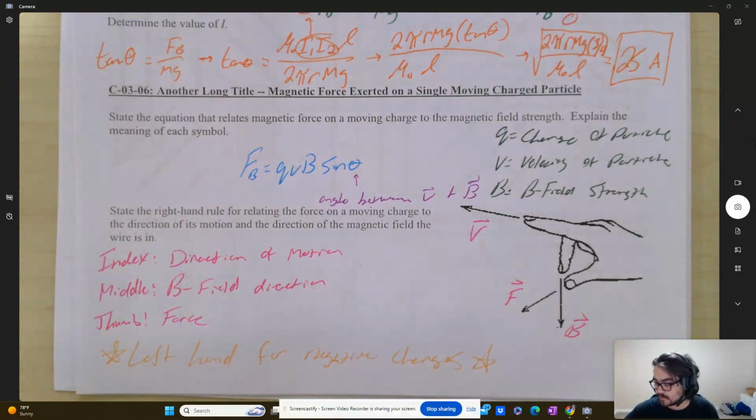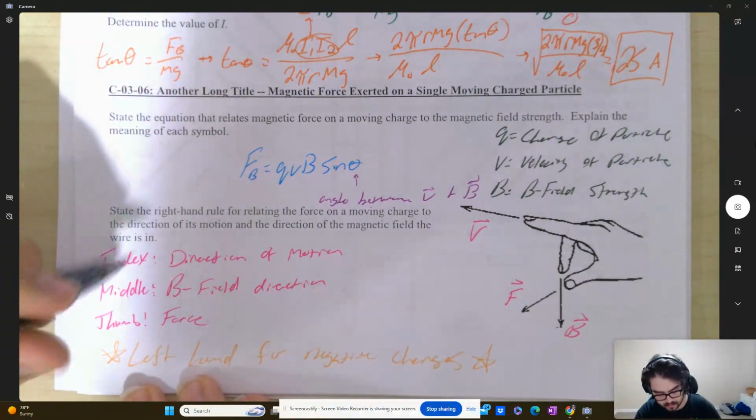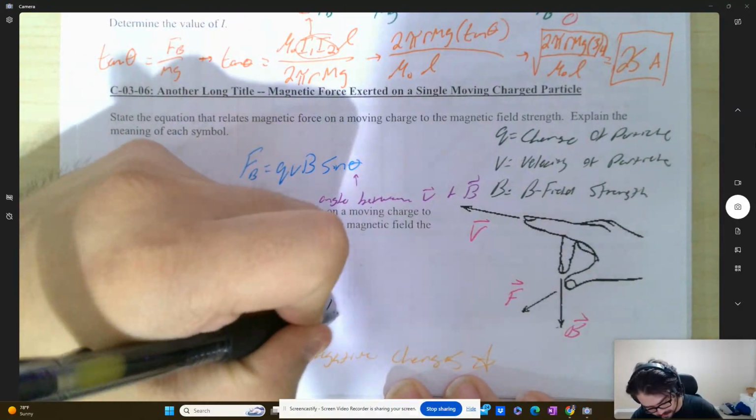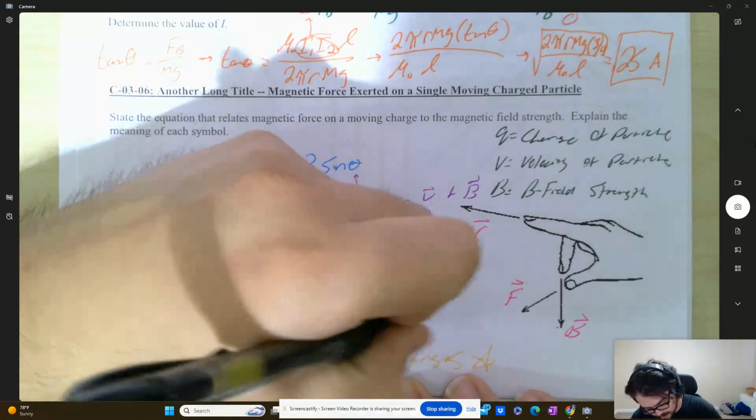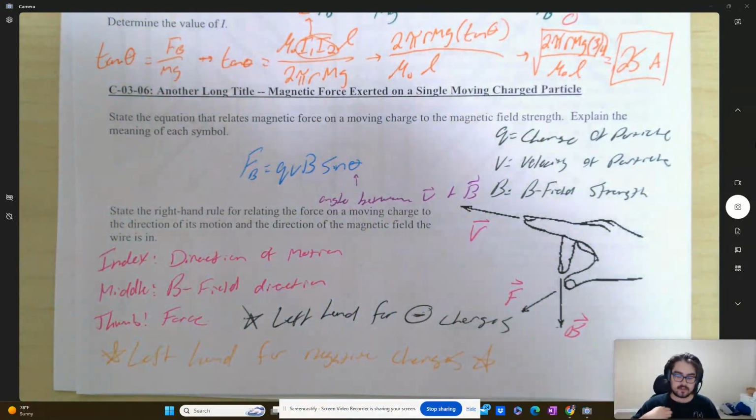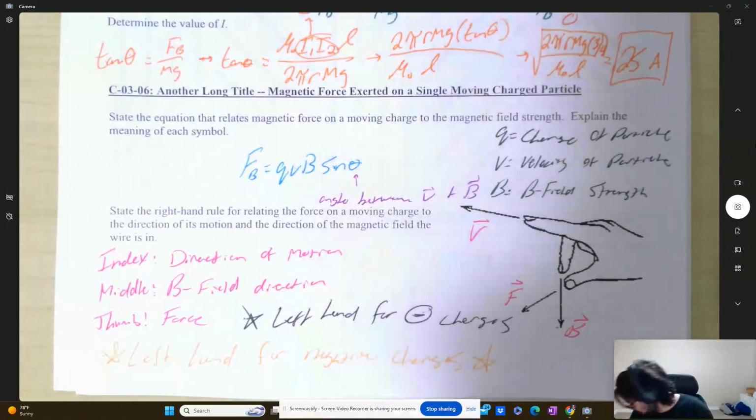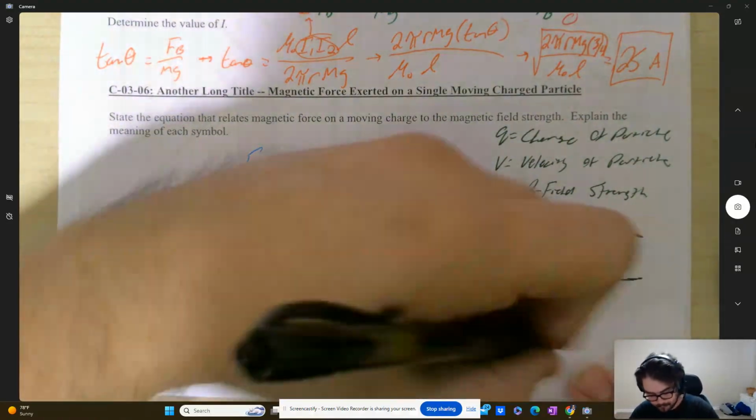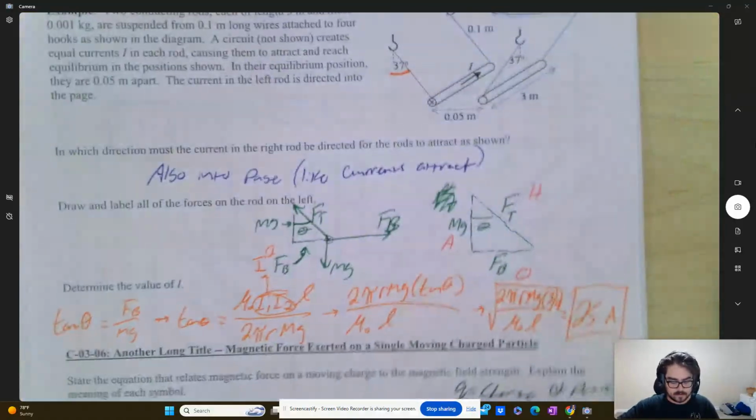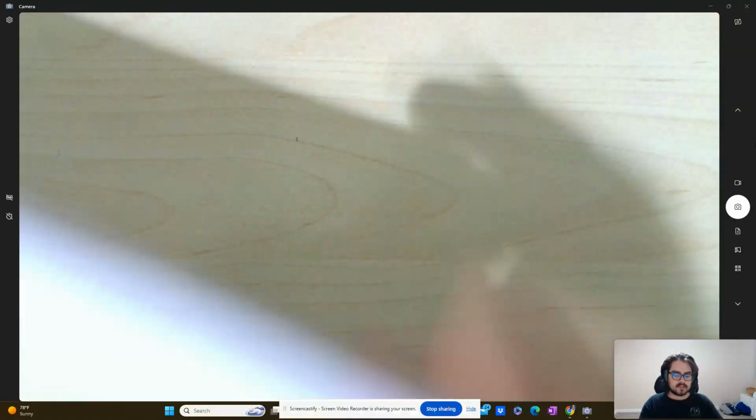I don't know if you can see that very well. Here, I'll write it off to the side here. Left hand for negative charges. So if you have negative charges, you're going to use your left hand instead of your right hand. All right. Moving on.